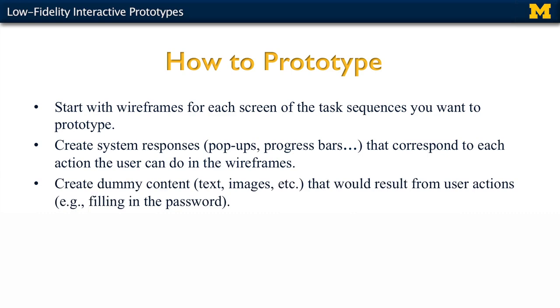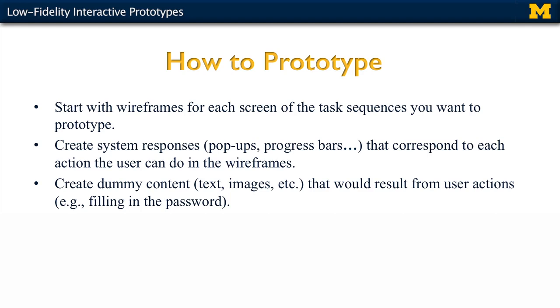In addition, the designer needs to create dummy content, things like text and images and pop-up keyboards that would result from the user actions, such as filling a password in a password form. So in that case, you might want to have a little piece of paper that just has a bunch of asterisks that you can put onto the field into the paper prototype to mimic what would happen when the user typed the password.